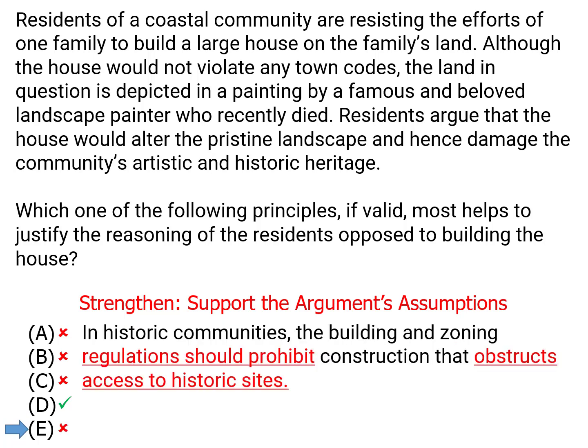Answer choice E, what's wrong with it? Well, two things. The first is this is about what regulations ought to do, not about what's going on currently with the residents. And second, nobody said that the house was going to obstruct access to historic sites. I don't know anything about obstructing the old site, it's just that it'll ruin the landscape, it'll ruin the prettiness that was in that old painting. So answer choice E, not our answer. The answer was D.